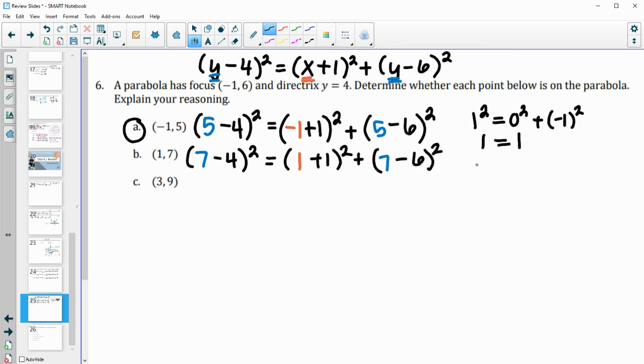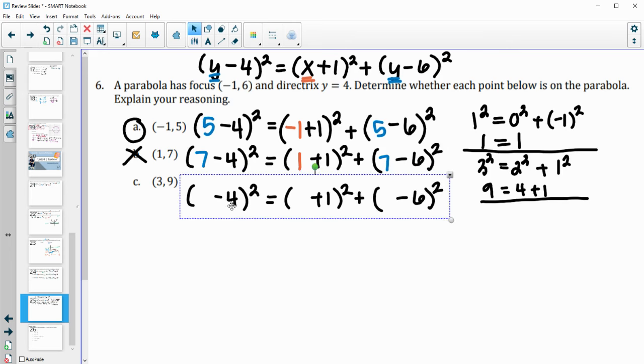So 7 minus 4 is 3 squared. 1 plus 1 is 2, so we'll do 2 squared. And then 7 minus 6 is 1 squared. So we have 9 equals 4 plus 1, and that is false. So this is for number 2. So that was false, so that didn't work.